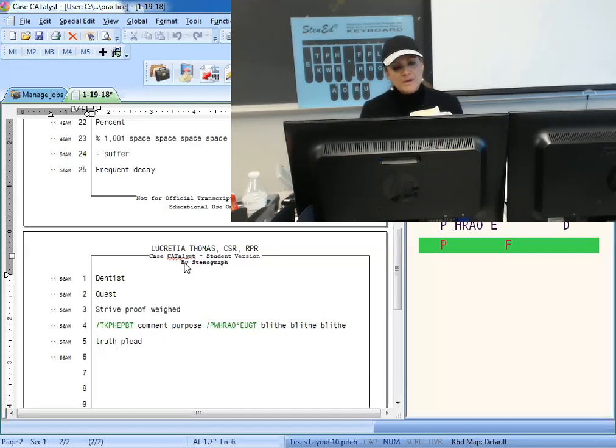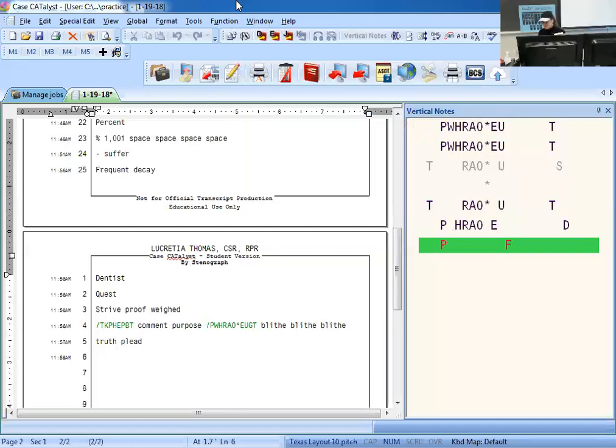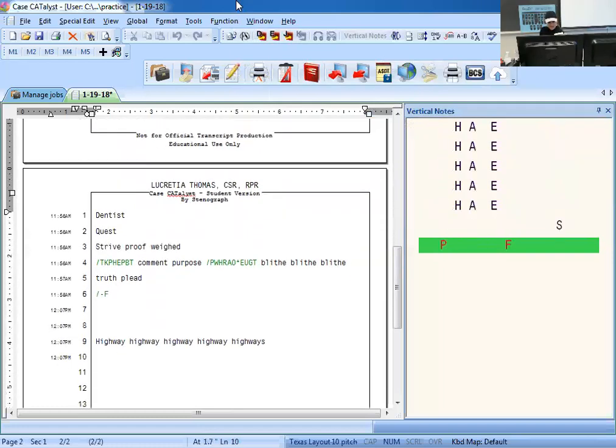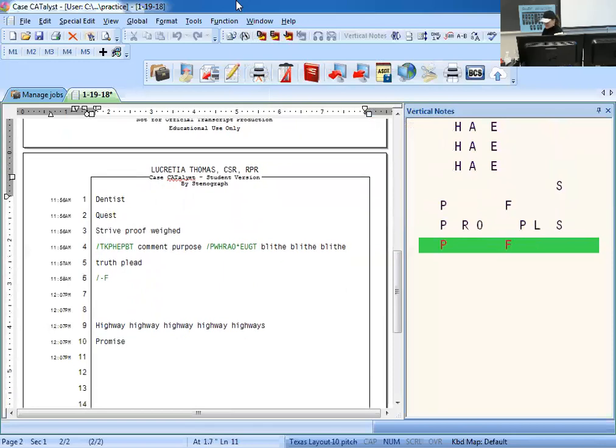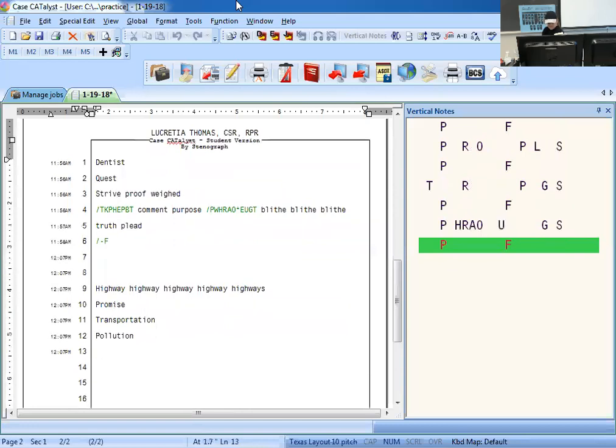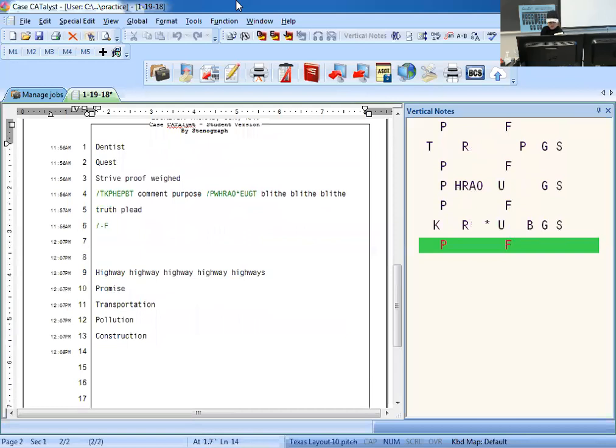Here we go. Words that come out, you have highways. Let me write highway for you is H-A-E, come back S. You have promise, P-R-O-M-S, proms. Transportation, T-R-P-G-S, transportation. You've got pollution, P-L-U-G-S. You've got construction is K-R-U-X with an asterisk, construction. You've got, what else? So this is pretty easy.